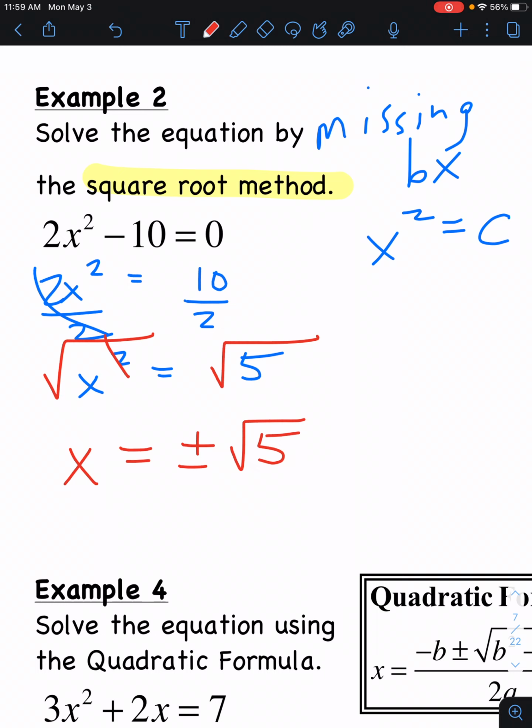Now, we do have 2 answers here, just a heads up. This is where the plus minus comes from. We have 2 answers. The answers are square root of 5 and negative square root of 5.